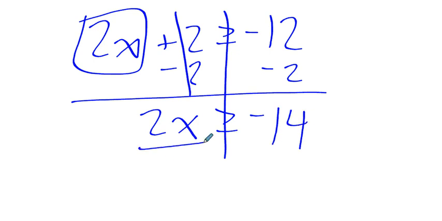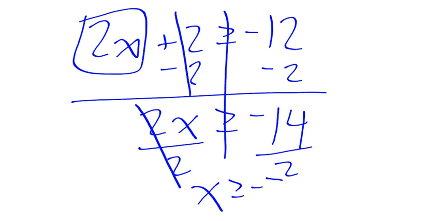Now I divide by 2, okay, on both sides. I'm going to say that again. I divided by 2, positive 2, right? Not negative 2. So I didn't divide by a negative. There's no reason for me to switch my inequality around. These 2's go away. I've got x is greater than or equal to negative 7.